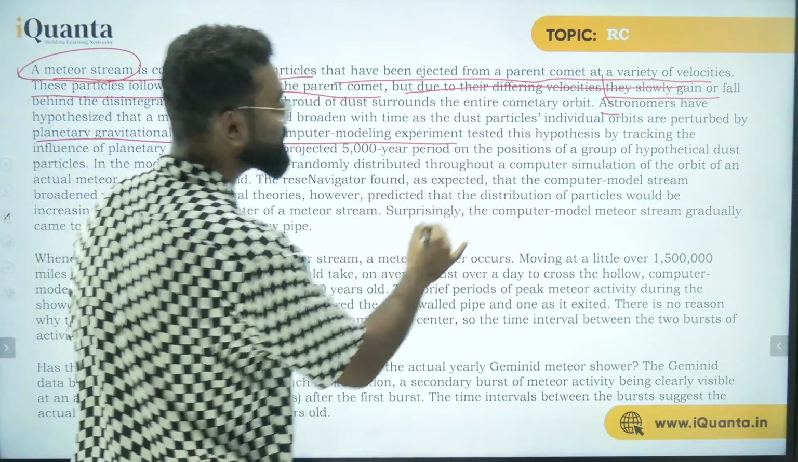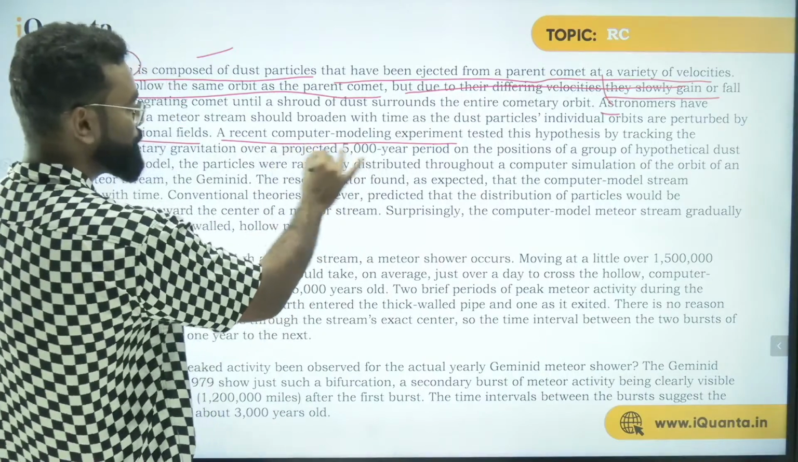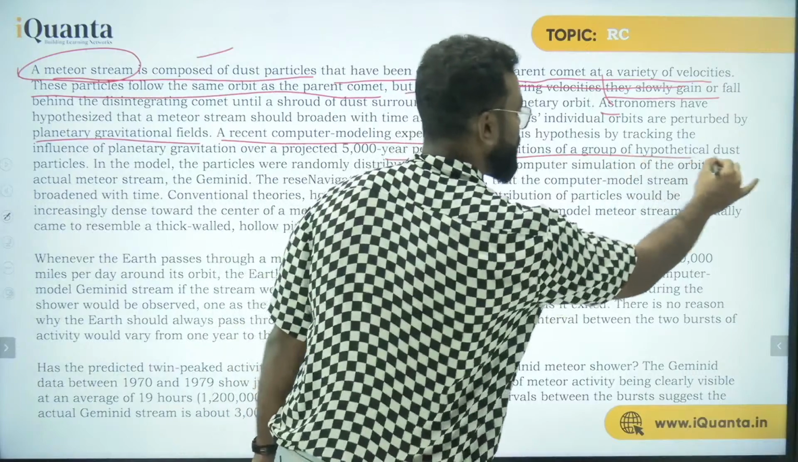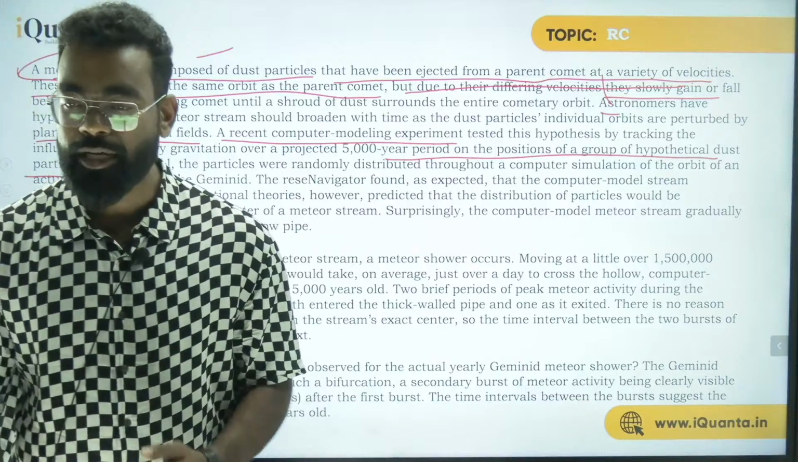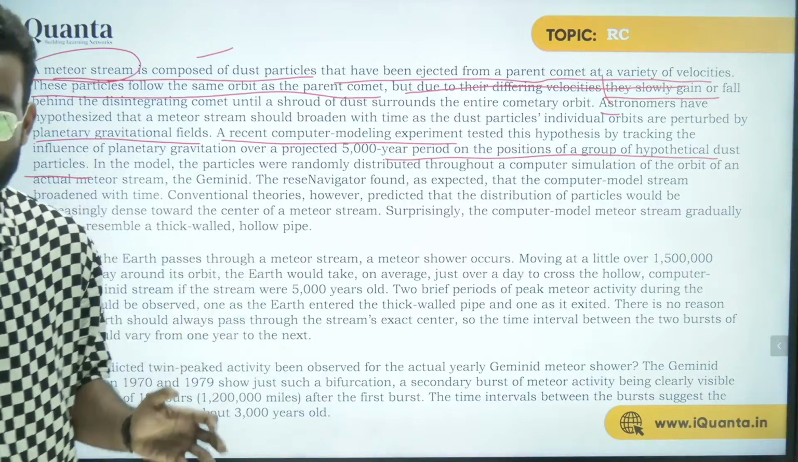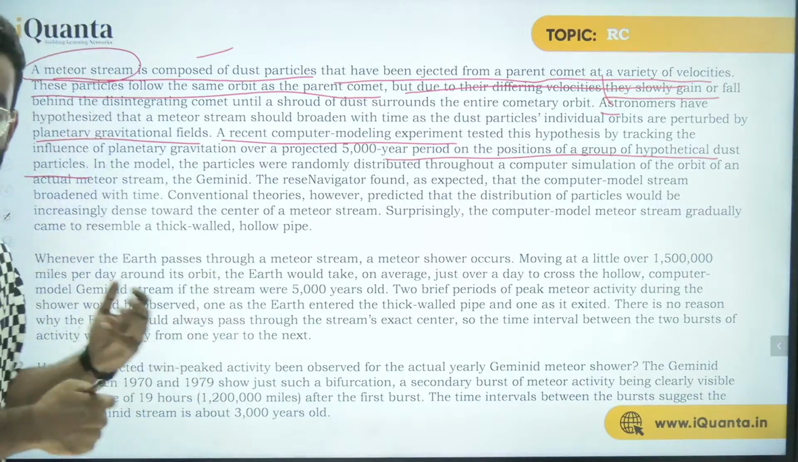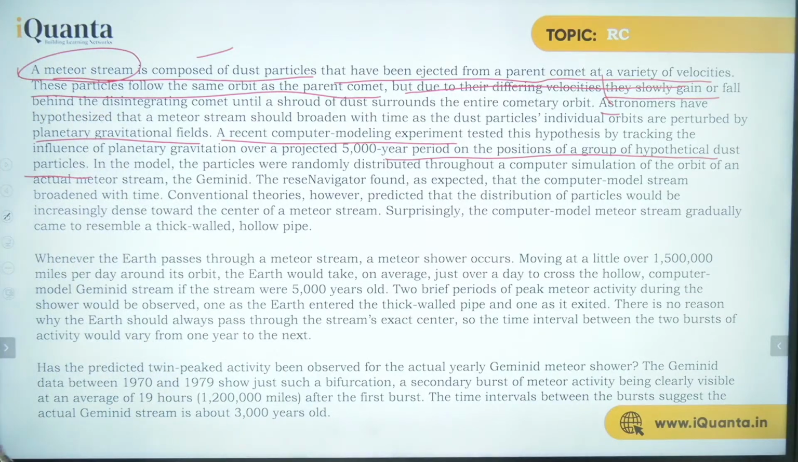A recent computer modeling experiment tested this hypothesis by tracking something, I don't need to know, over a projected period on the positions of a group of hypothetical dust particles. So what a particular company has done is making a computerized model just to make sure of all of these things. They are trying to make everything in a model, which they are using on a computer. Next is, in the model, the particles were randomly distributed throughout a computer simulation of the orbit of an actual meteor stream, the Geminid. The researchers found, as expected, that the computer model stream broadened with time.